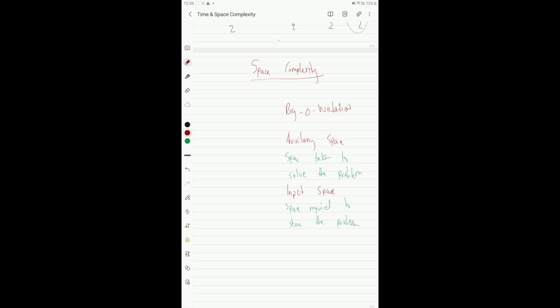So let's take, for example, we have two variables A and B. These contain some value, let's say 5 and 10. So these are the variables. You're going to store the problem in A and B, and you put in a third variable to solve it. So this would be considered the auxiliary space, because this is what you're using to solve the problem, and A and B would be considered the input space, because they are what's storing the problem.